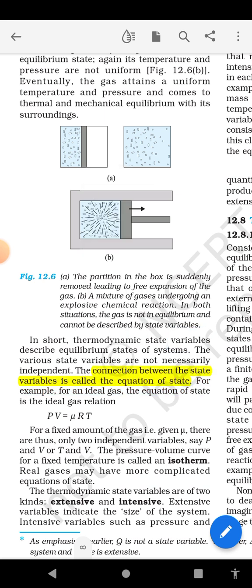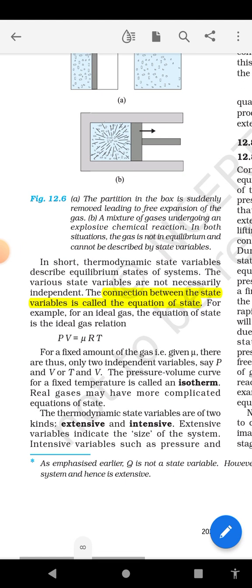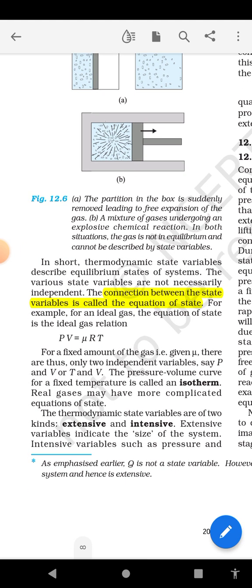For example, for an ideal gas, the equation of state is the ideal gas relation, that is PV equals mu RT. For a fixed amount of gas, given mu, there are thus only two independent variables, say P and V or T and V. The pressure volume curve for a fixed temperature is called isotherm.